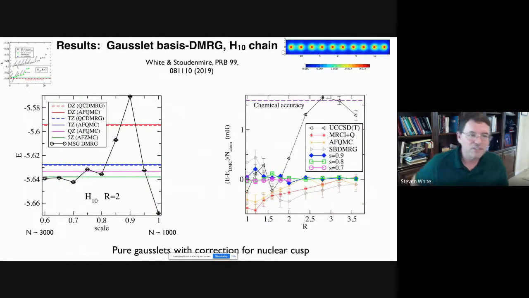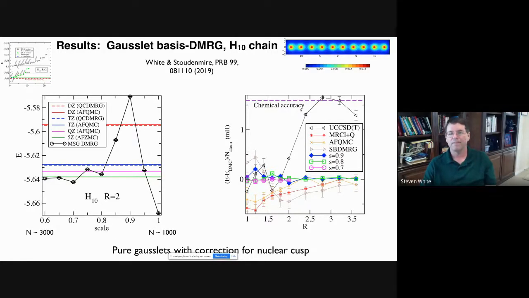Okay, so first let me show you some results similar to that plot I showed at the beginning with all the different methods, hydrogen chain with 10 atoms. And this is from this paper in 2019, before we started putting in the Gaussians. And you can see that we're converging very nicely to what looks like the exact complete basis set, complete correlation limit. It's got some oscillations, but it's a fairly controlled way.